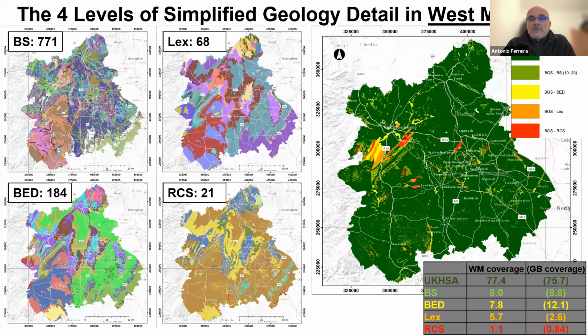You can see that the percentage covered by each one of the five gridding methods in West Midlands is relatively similar to the national coverages, namely 77.4% of the area, slightly more than three quarters, showing BS simplified geologies with 30 or more radon measurements. The dark green in the map on the right.